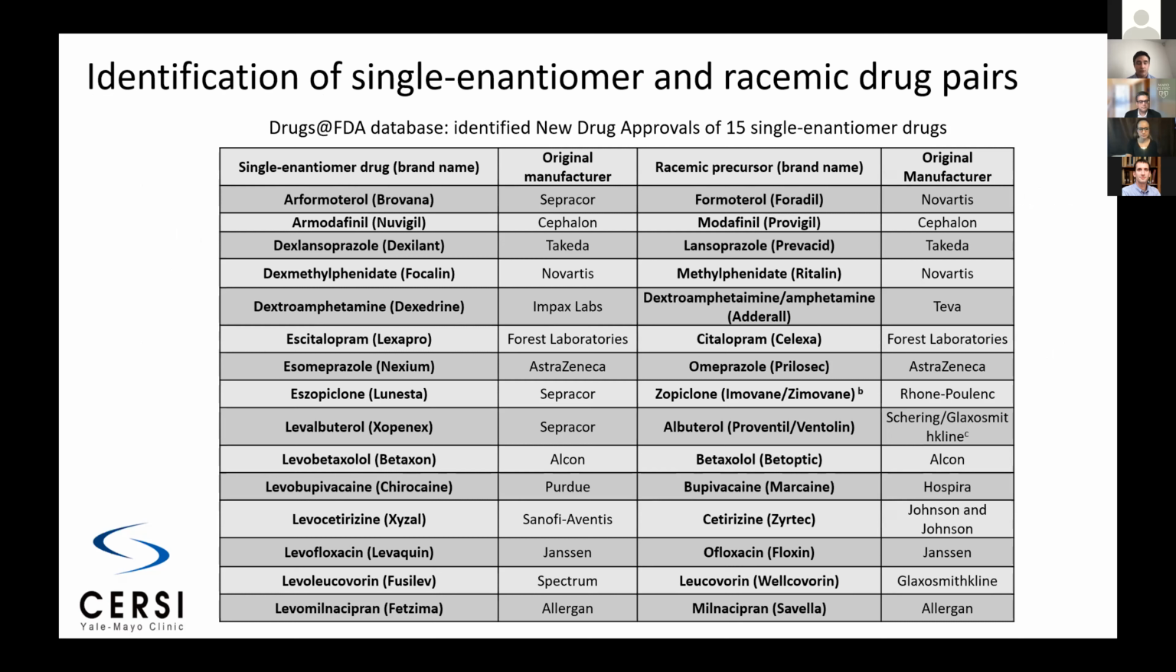So we searched the Drugs@FDA database to identify the drugs in our sample. You can see there are 15 drug pairs in the table with the single enantiomers on the left and the racemic precursors on the right, as well as the brand names of the drugs. You can see also in the leftmost column that single enantiomer drugs can be identified based on their prefix. So they'll have a prefix of dexo, levo, S, or R, which simply refers to which enantiomer is included in the drug. Next slide, please.